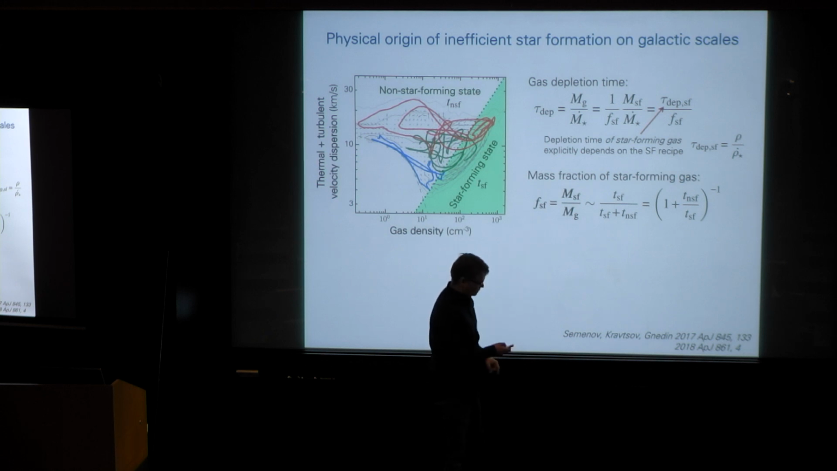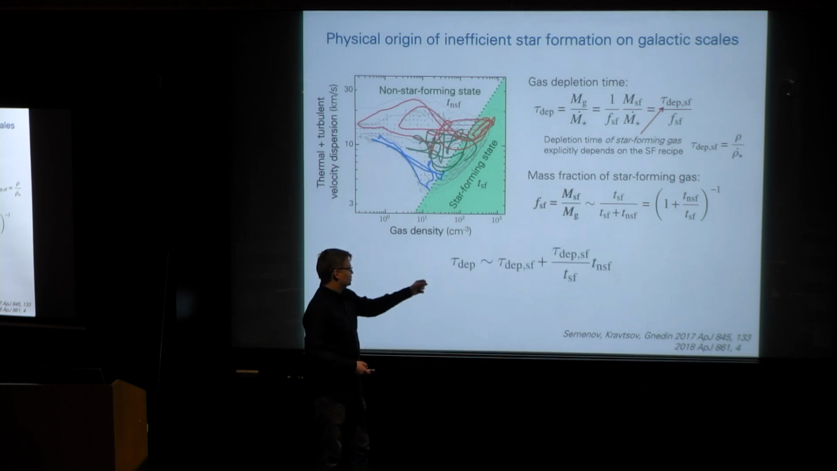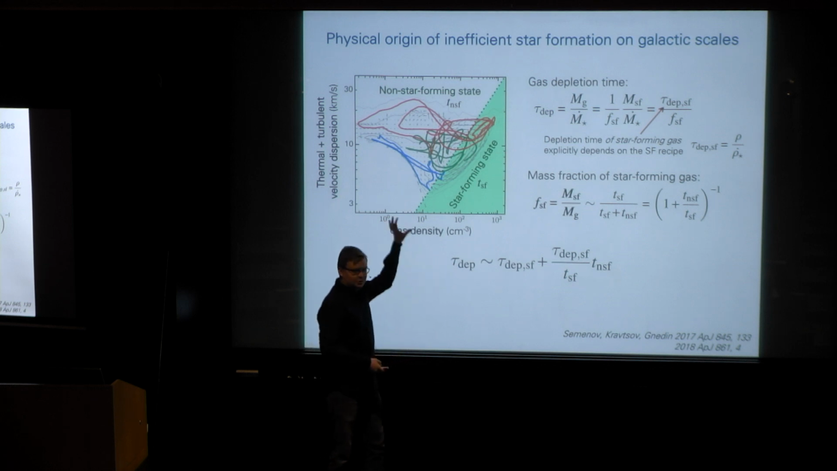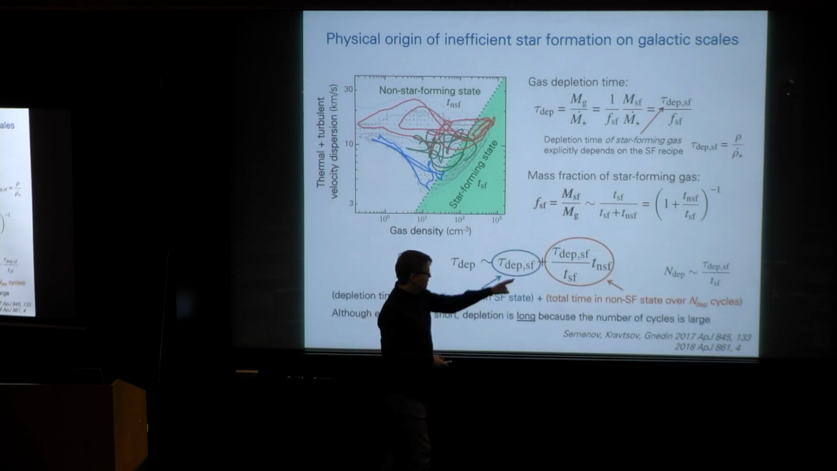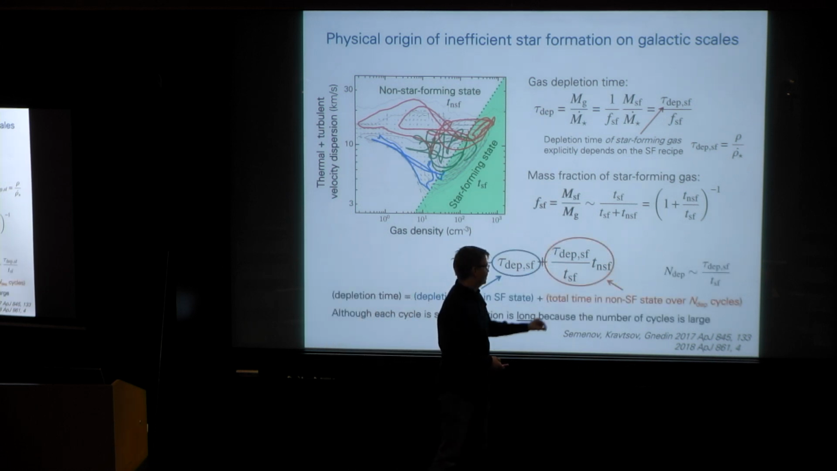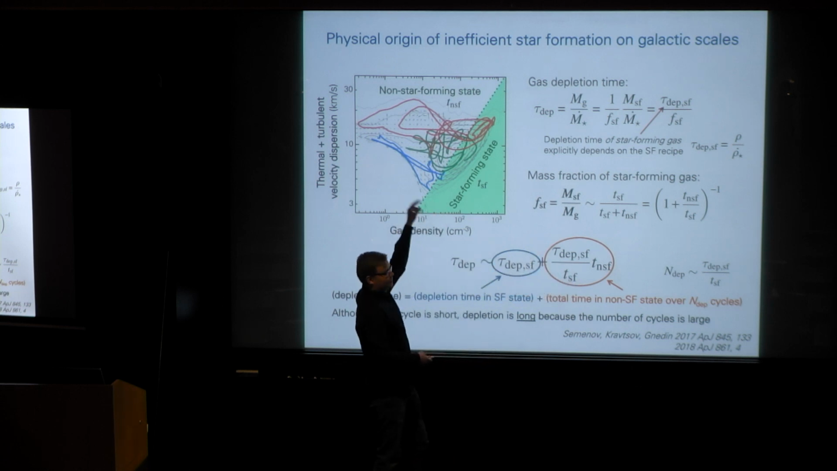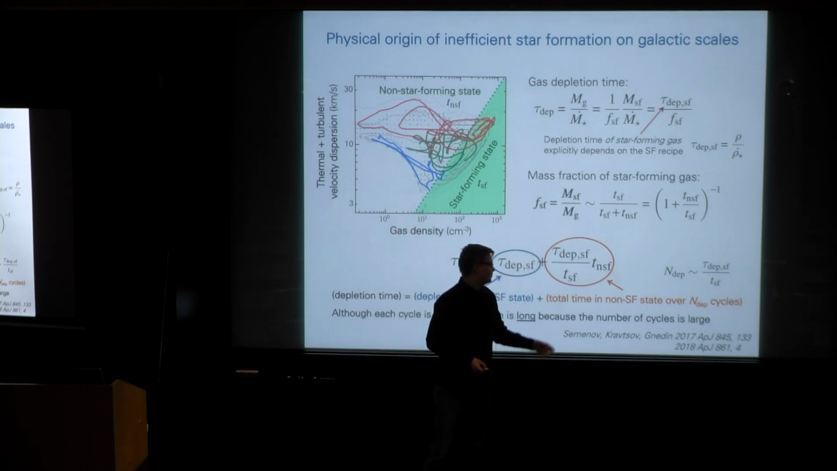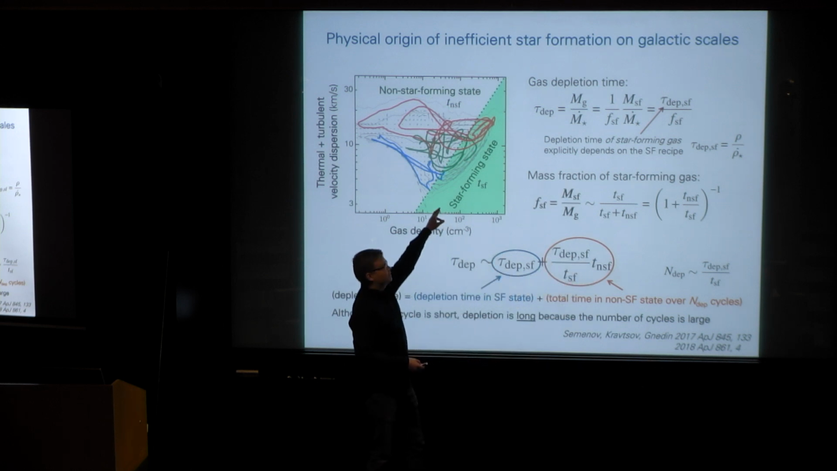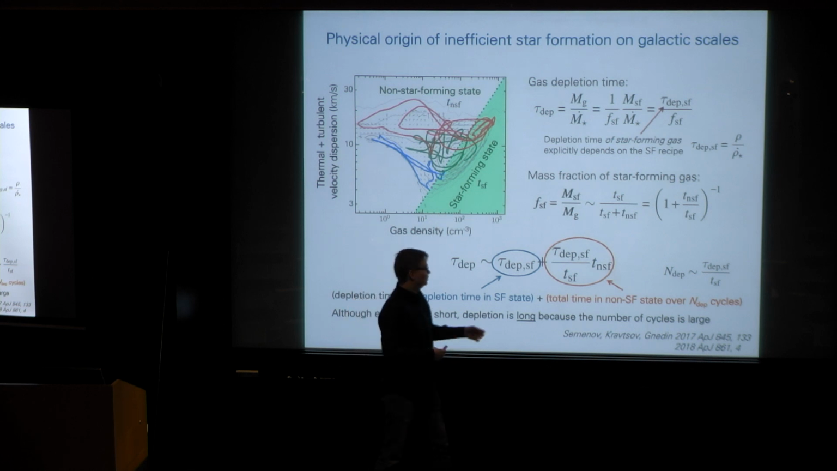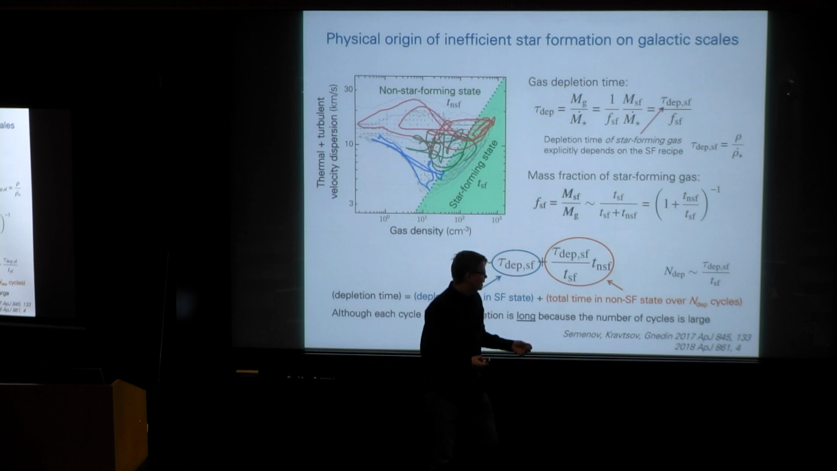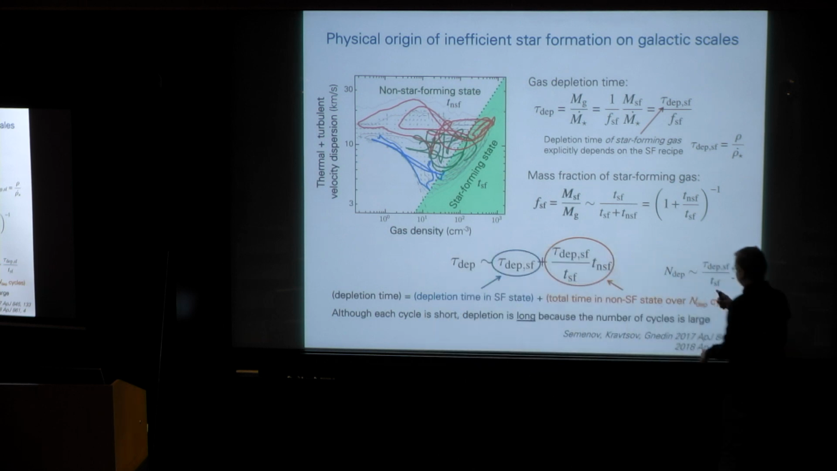And then we can combine these two equations and get the simple expression for depletion times, which tells us that the global depletion time of gas is a depletion time in star-forming state, plus the total time that gas spends outside of star-forming regions. And the duration of each cycle is set by dynamical timescales in the interstellar medium, TNSF. And the number of cycles is set by the ratio of depletion time in star-forming state, which is long because star formation is locally inefficient, and the typical duration of star-forming stages, which is short because of the efficient feedback.